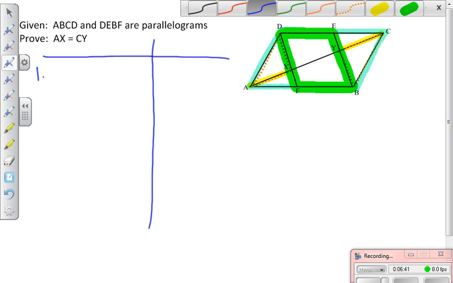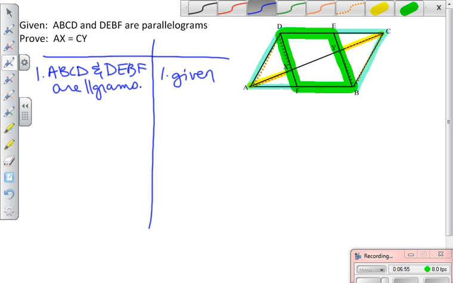So I will start with ABCD and DEBF are parallelograms, and that's given. Now when I look at my orange dotted triangles and think about wanting to prove them congruent, I have 4 ways: angle, side, angle; angle, angle, side; angle, side, angle; side, side, side. Don't know if they are right, so I don't have the option of HL.